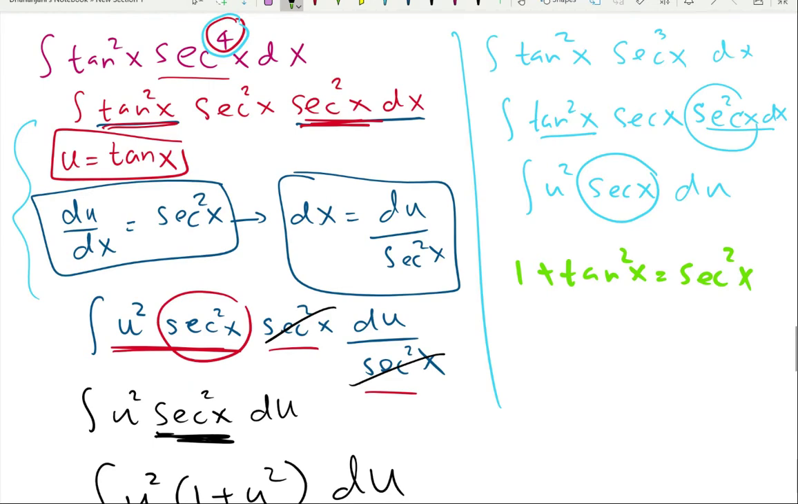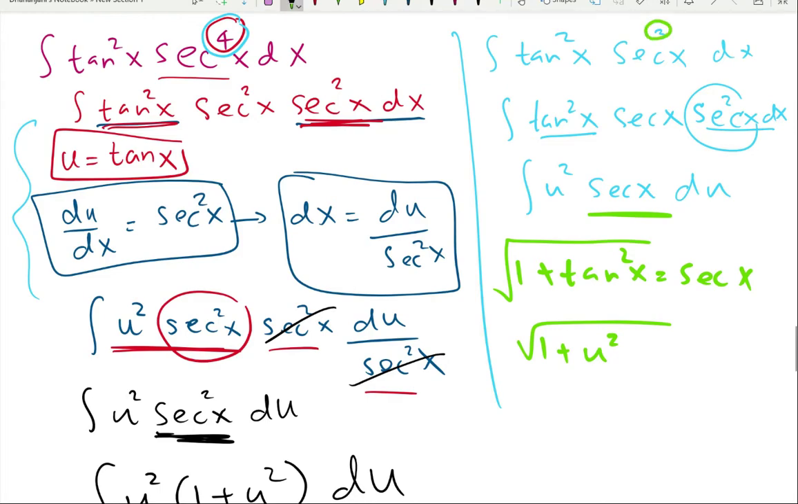So if you want to get secant, you have to take the square root of the Pythagorean identity on the left hand side, right? And that will be the square root of 1 plus u square. And if you have the square root of 1 plus u square, that's not very easy to integrate. Okay, that's another trouble. So that is why when you have an odd power here, it really doesn't work out.